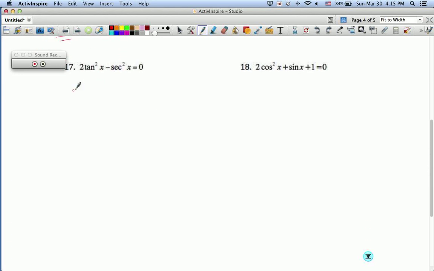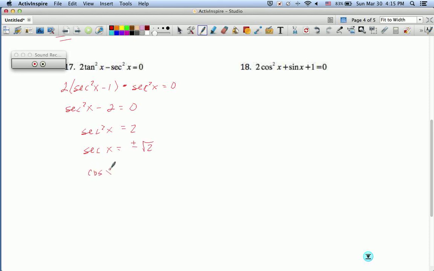I'm going to change tangent squared into secant squared minus 1. Multiply and combine like terms. 2 secant squared minus secant squared is a secant squared minus 2. So secant squared equals 2. So secant equals plus or minus the square root of 2.